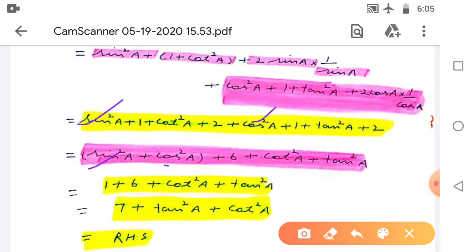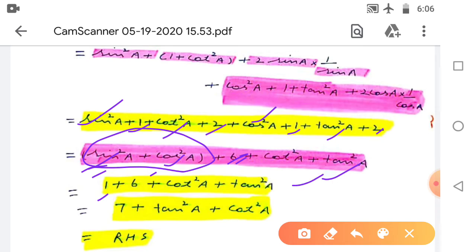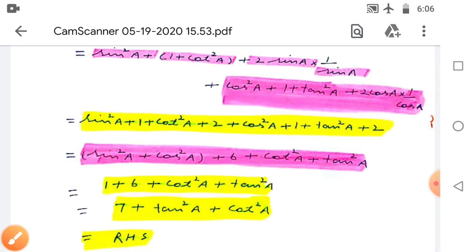Okay, sin square a plus cos square a, this is 1, plus 2 plus 1 plus 2 becomes 6, and we have cot square a plus tan square a. So we write cot square a plus tan square a. So this sin square a plus cos square a becomes 1 plus 6. Here this is 1, this is 6. So 1 plus 6 plus cot square a plus tan square a, and finally we get 7 plus tan square a plus cot square a is equal to RHS. Simple.